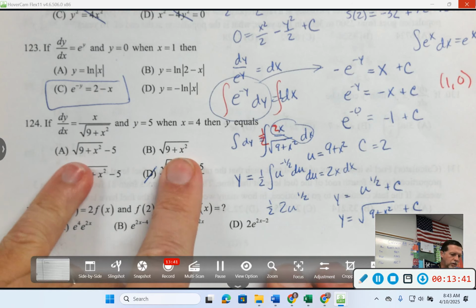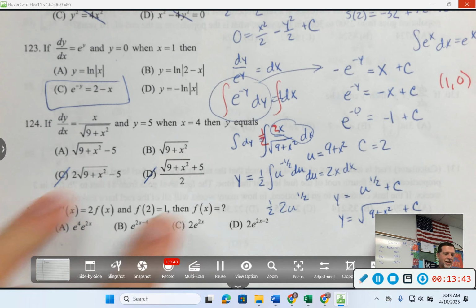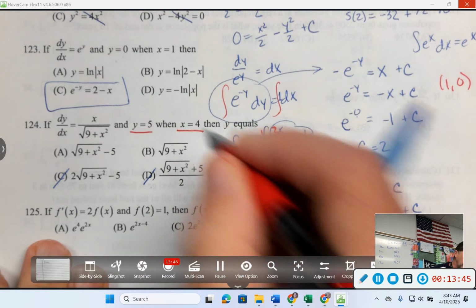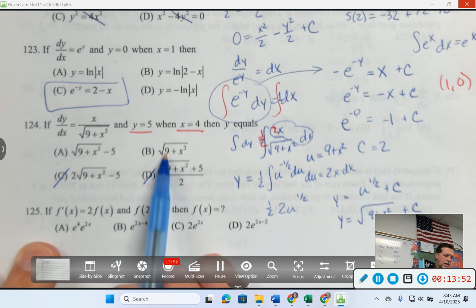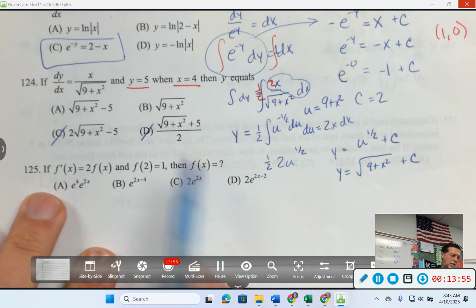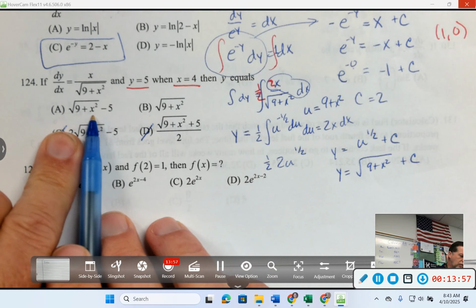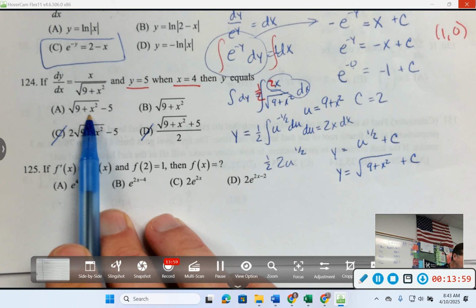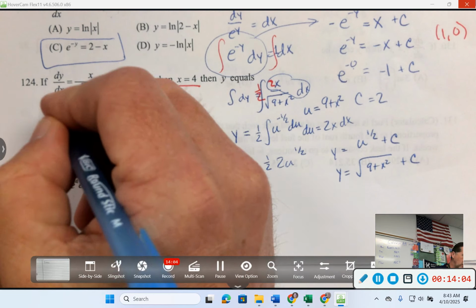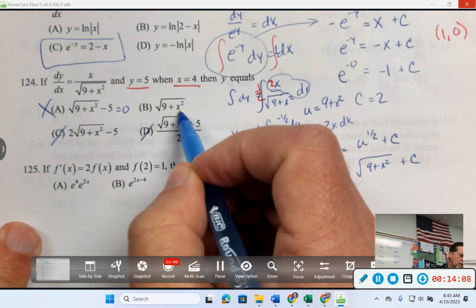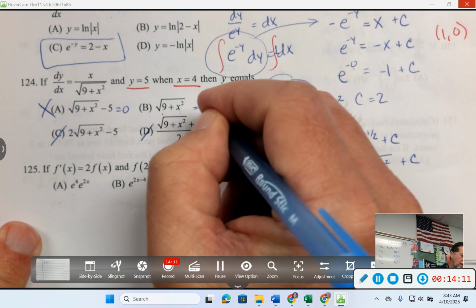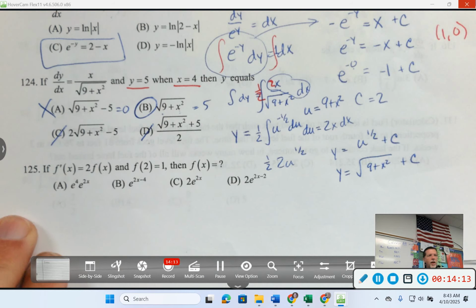Wait, you know what I could do? Instead of finding C, I could just plug those in and see which one gives me, plug in 4 and see who gives me 5. That's sort of the same thing as finding C, but maybe it's a little easier. X is 4, square root of 9 plus 16, square root of 25 is 5, 5 minus 5 equals 0, so that's out. If I plug in 4 for this one, 16 plus 9 is 25, that equals 5, so it's got to be B.